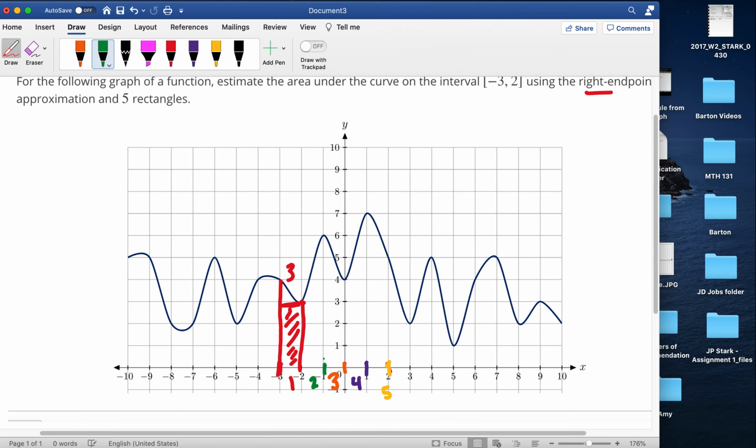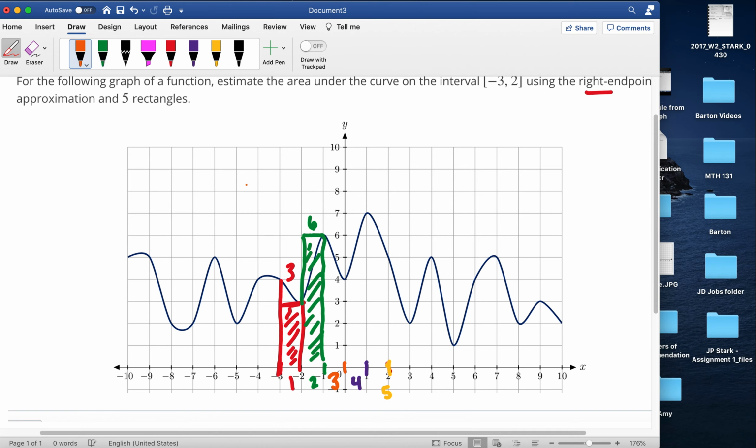Now for the second rectangle, the one in green, we're going to go up until we intersect the function, which is right here at 6, and that is going to determine the height of the function. So you'll notice that some of this green area goes beyond our function, right? And that's okay. So the height of this rectangle is 6, and the width is 1. The area of this green rectangle would be 6.